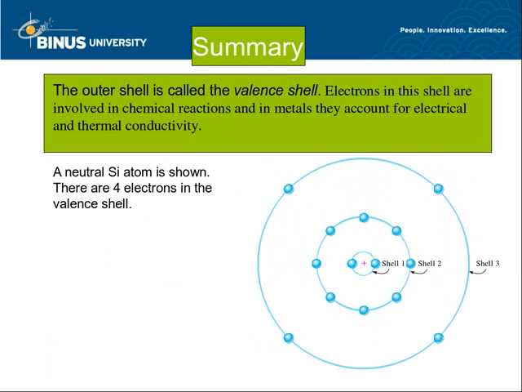Here we see an orbital picture of an atom structure. The outer shell is called the valence shell. Electrons in this shell are involved in chemical reactions, and in metals they account for electrical and thermal conductivity.